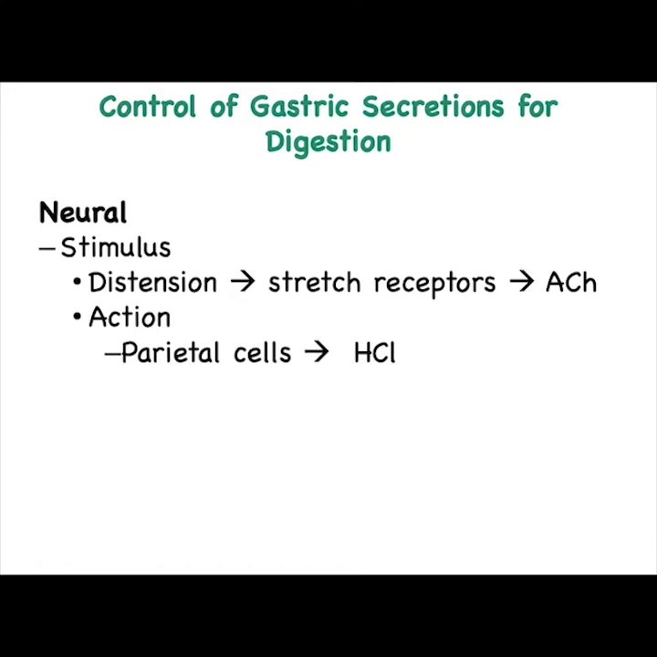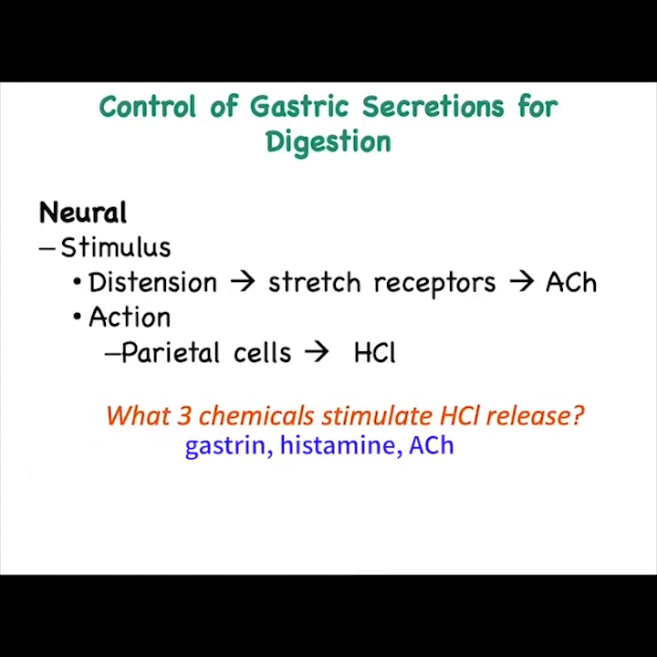Remember, the hydrochloric acid is necessary to convert pepsinogen into pepsin. Let's review. What are the 3 chemicals that stimulate the release of hydrochloric acid? Recall gastrin, histamine, and now acetylcholine are responsible for the release of hydrochloric acid. Their target will be the parietal cells.